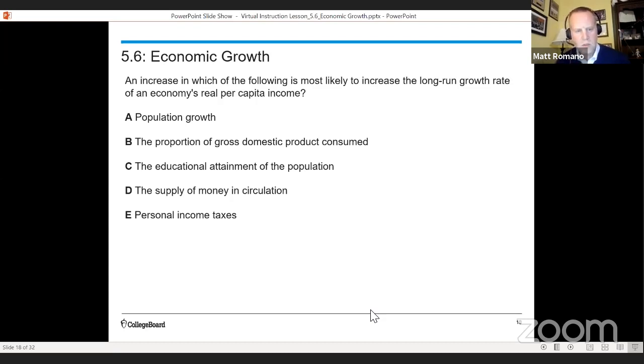No. Well, it wasn't straightforwardly stated, but look at C a little more closely. The educational attainment of the population. What exactly is that saying? If there's an increase, go back to your question, if there's an increase in the educational attainment of the population, what's going to happen as a result of that? Well, we'd like to assume that with more attainment of education, with greater degrees of educational attainment, we're going to see development of human capital.